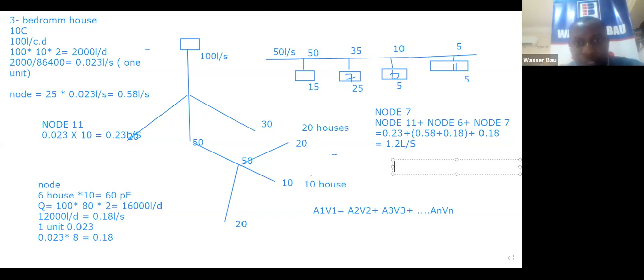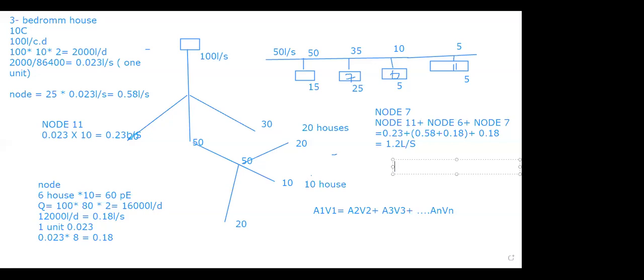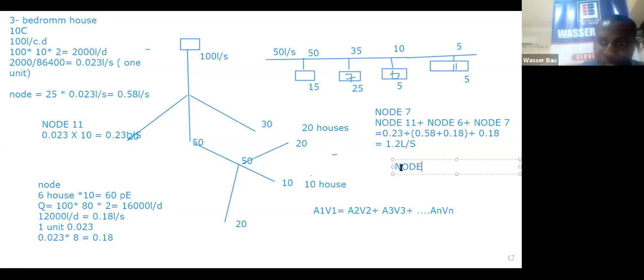No, sir. This is node 9 here. We have only 4 houses: 1, 2, 3, 4. So 4 houses will be what? We've not done anything on 4 houses. Hold on, just hold on. So we're talking at node 9. Watch me now. Node 9 will be node 10 plus node 12 plus itself.